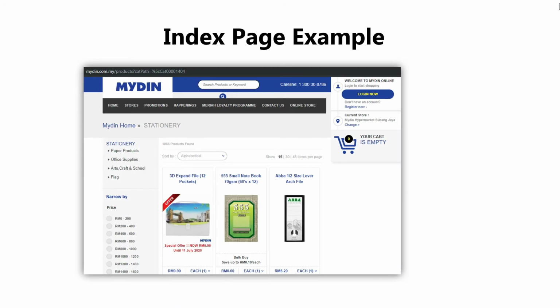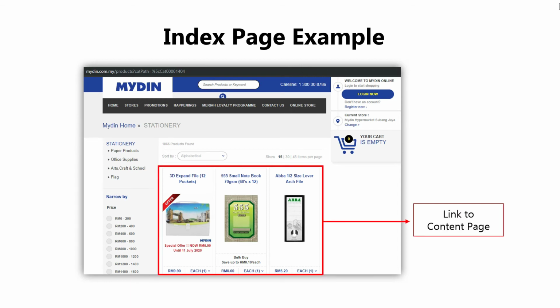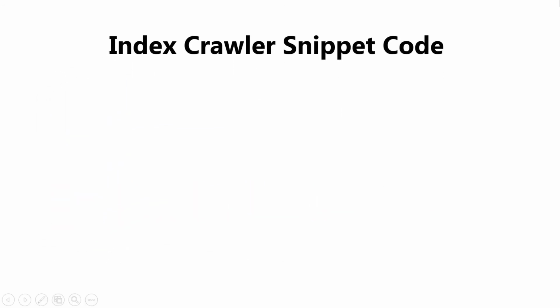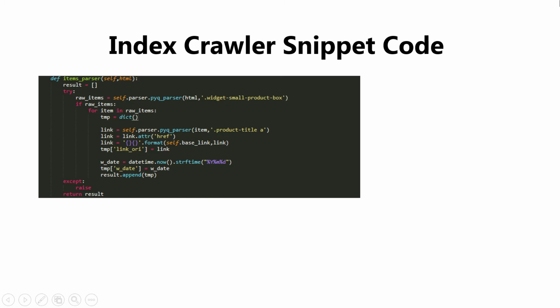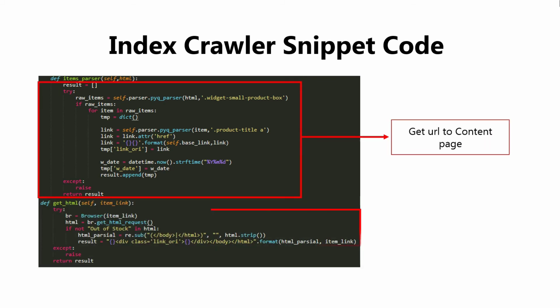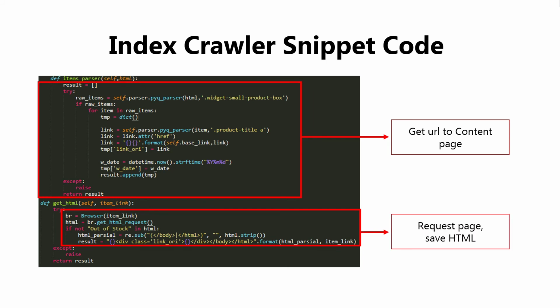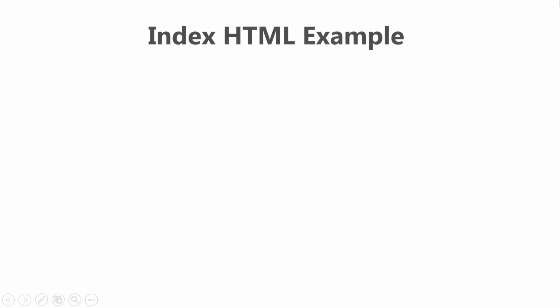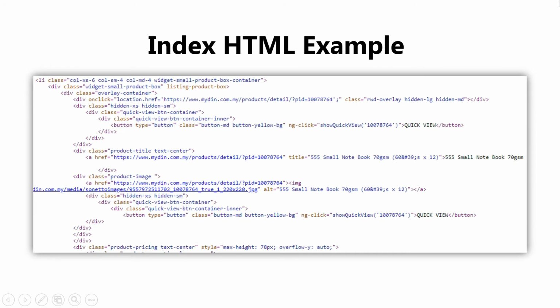This is the index page, which will be saved by index crawler. This is the snippet for index crawler. It will extract the URL to content page and save the response as HTML. This is the sample HTML from index crawler, which contains URL to content page.